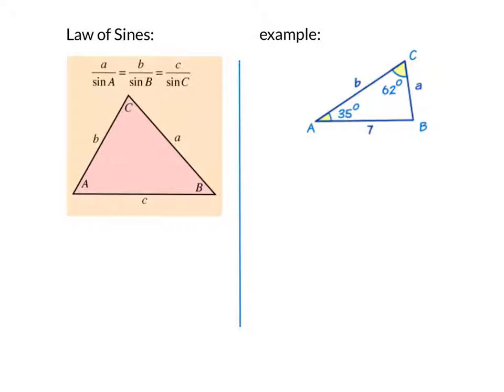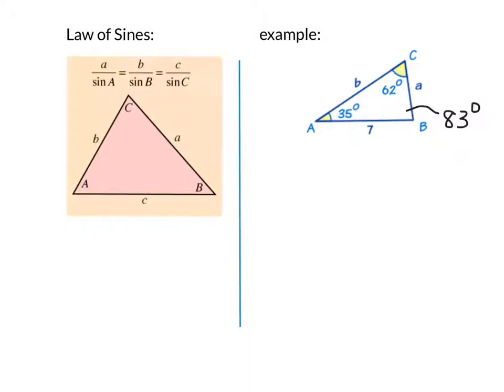To do that, let's first get the measure of angle B. And we can do that because we know that the three angles together have to total 180 degrees. So if angle A is 35 and angle C is 62, together they make 97. So that means angle B must be 83 degrees. So I'm going to jot that down.